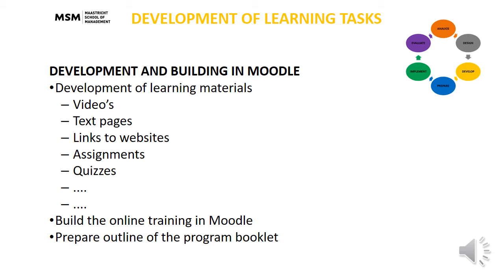Starting from the learning task list in your detailed training design, now you will work on the development of the learning materials, such as videos, text pages, links to websites, assignments, and quizzes. As your experience in online training development grows, you will be able to make use of the various options that online learning offers you. Once you have developed the learning materials, you can put them in the learning platform Moodle and build your own course. You finalize the development phase by drafting the outline for a program booklet that contains relevant information for participants.